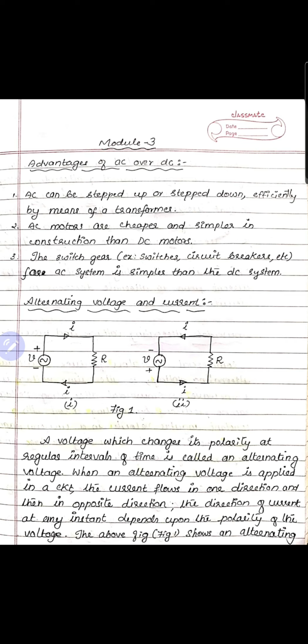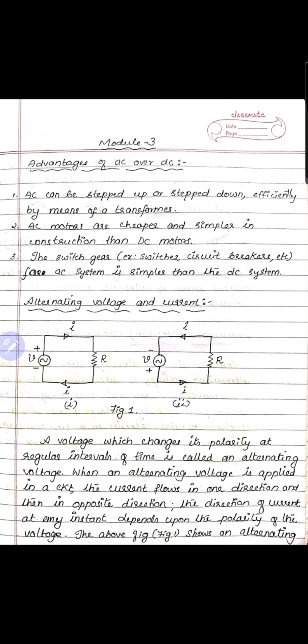A voltage which changes its polarity at regular intervals of time is called an alternating voltage. When an alternating voltage is applied in a circuit, the current flows in one direction and then in the opposite direction. The direction of current at any instant depends upon the polarity of the voltage. That is shown in the first and second figures, because if the polarity is plus-minus, the current will flow in the clockwise direction.